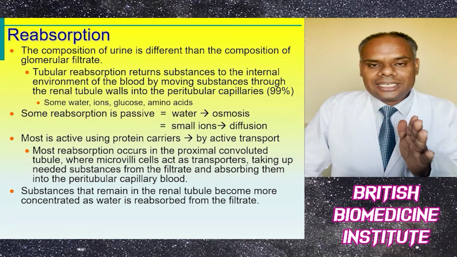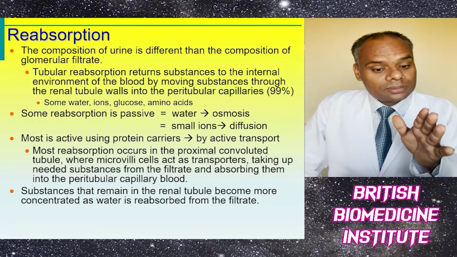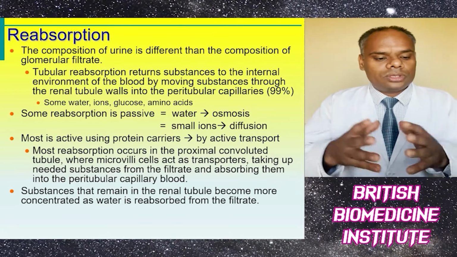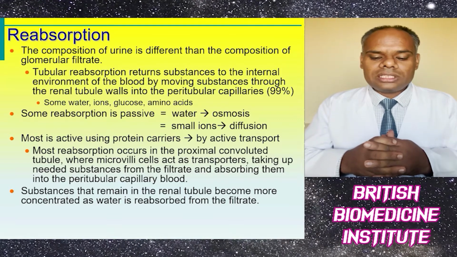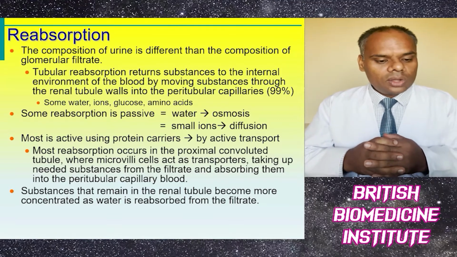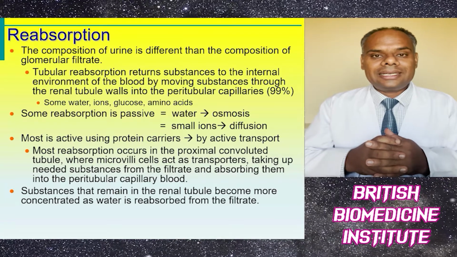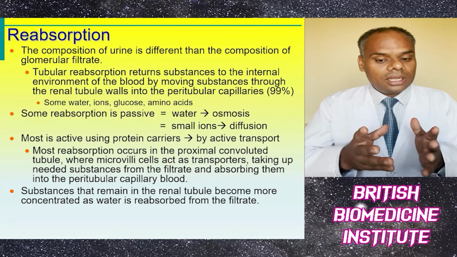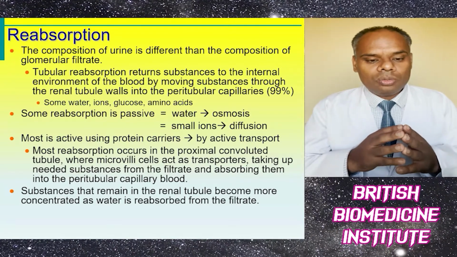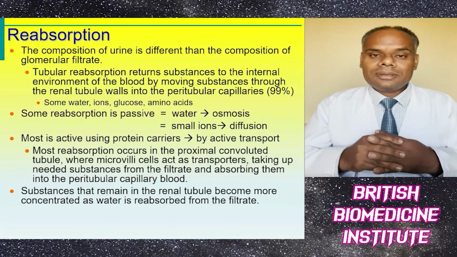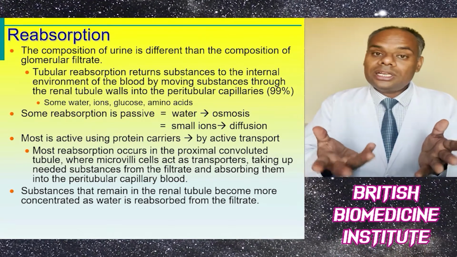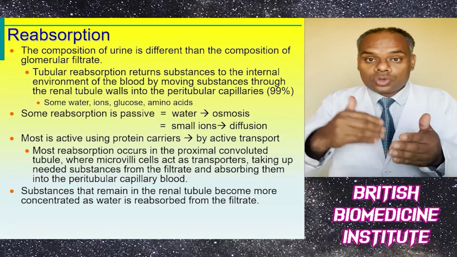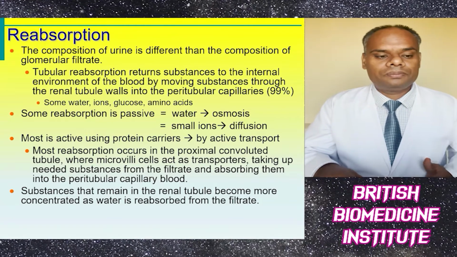Most is active, using protein carriers with the help of active transport. Most reabsorption occurs in the proximal convoluted tubule, where microvilli cells act as transporters, taking up the needed substances from the filtrate and absorbing them into the peritubular capillary blood. Substances which remain in the renal tubule become more concentrated as water is reabsorbed from the filtrate.